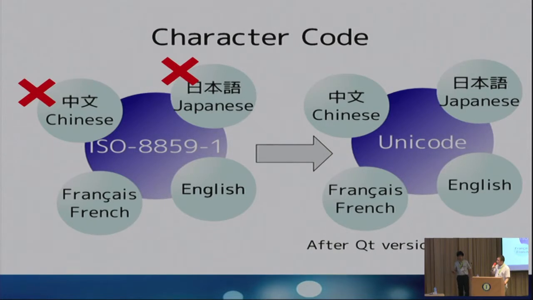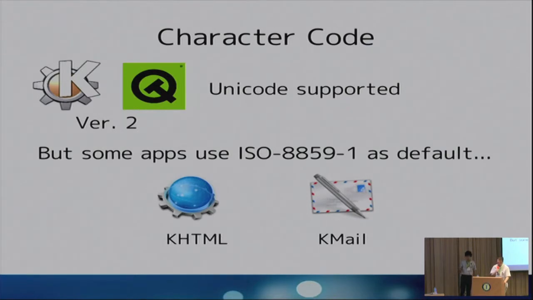Unicode is used after Qt version 2. But in versions 2 and 3, some applications still use Latin 1 as the default encoding. For example, KHTML and KML use Latin 1 when the character set is not set in the header. So we made some patches setting the default encoding according to locale or language settings. After that, those problems were solved in KDE and Qt 4.